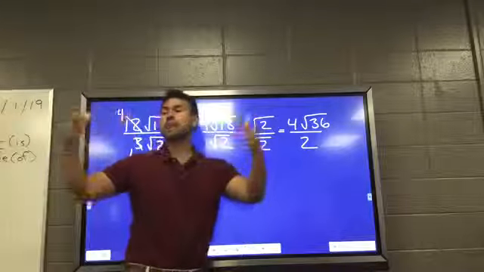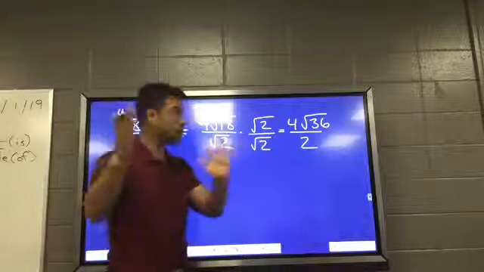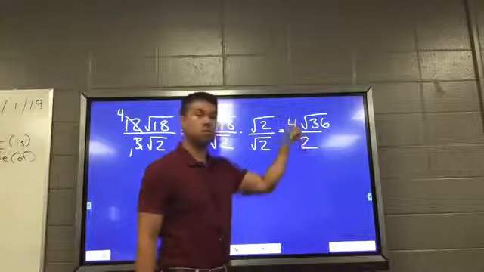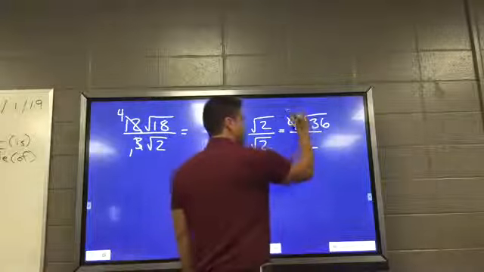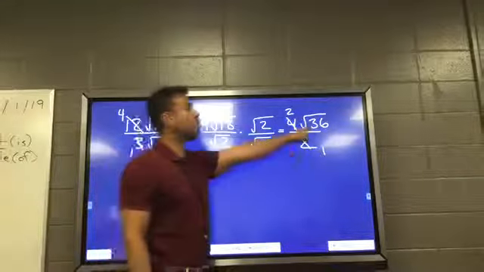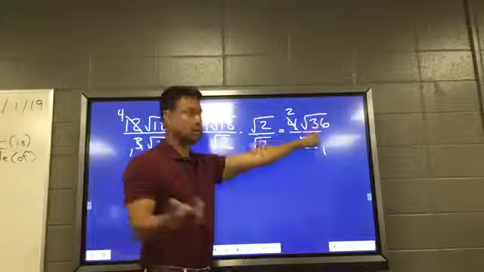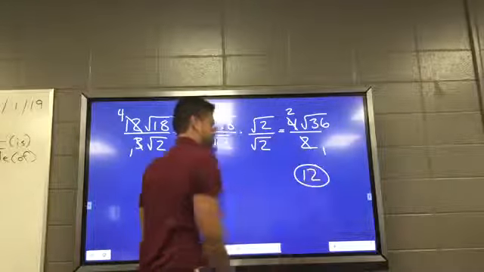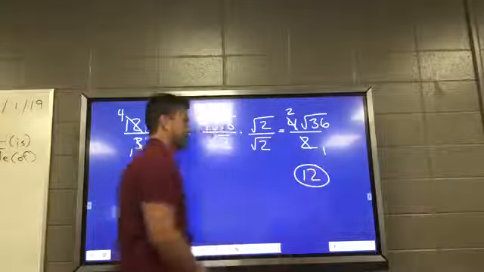This is where you guys can start doing your own thing, and you can do it in any order here. Can you cancel out the 4 and the 2? Yes. Okay, so if you want to do that, you can do that. So now you have a 1 denominator, even better. And then what is the square root of 36? 6. So what's 2 times 6? Is that simplified? Yes.